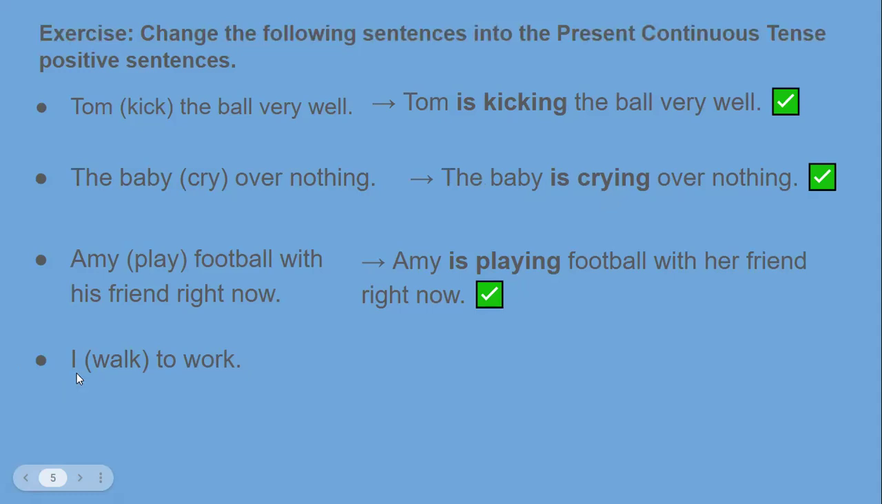Fourth, I walk to work. Okay? Subject, I, and therefore we need the verb to be am, since the subject is an I, and we add an ing at the end of the verb to make the sentence continuous. So the correct sentence is, I am walking to work.